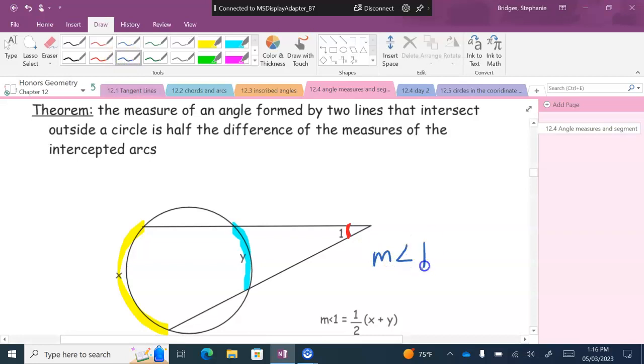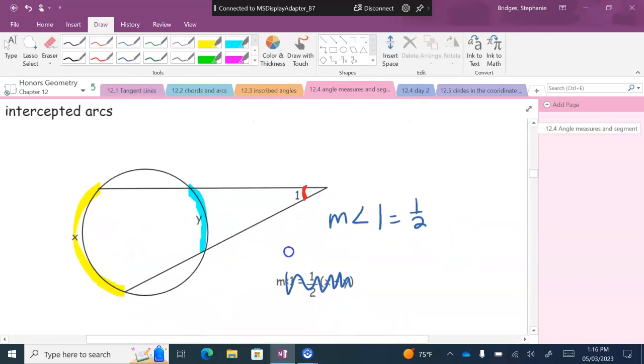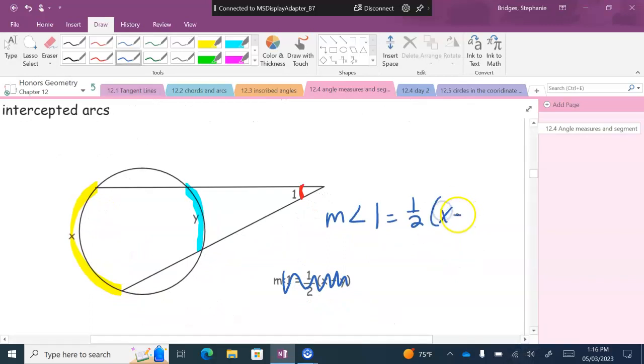So the measure of angle 1, I'm going to rewrite this since it's messed up, is equal to 1/2 the bigger arc, which is x, the outside one, minus the smaller arc. Don't put a plus. Check your notes. Make sure you wrote minus and not plus, please.